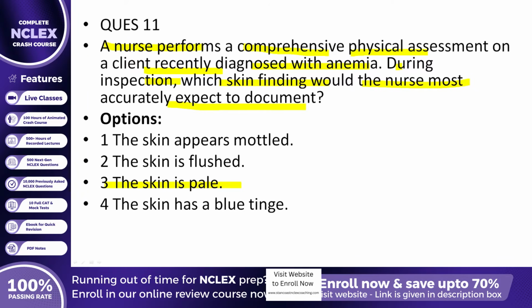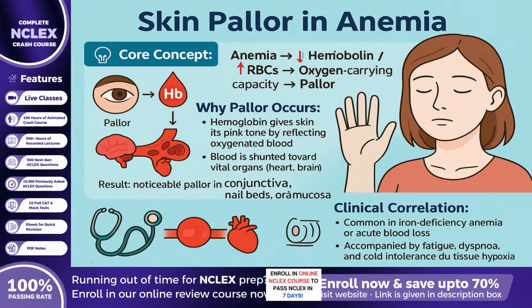The skin is pale. When we look deeper into this rationale, pallor stands out as one of the earliest and most consistent clinical indicators of anemia. This happens because anemia reduces the overall hemoglobin concentration, or red blood cell count, leading to a decline in oxygen-carrying capacity. Hemoglobin normally gives skin and mucous membranes their healthy pink tone by reflecting oxygenated blood through dermal capillaries. However, when hemoglobin levels drop, less oxygenated blood reaches the skin surface, producing a pale or waxy appearance. This pallor is especially visible in highly vascular areas, such as the conjunctiva, nail beds, palms, and oral mucosa.